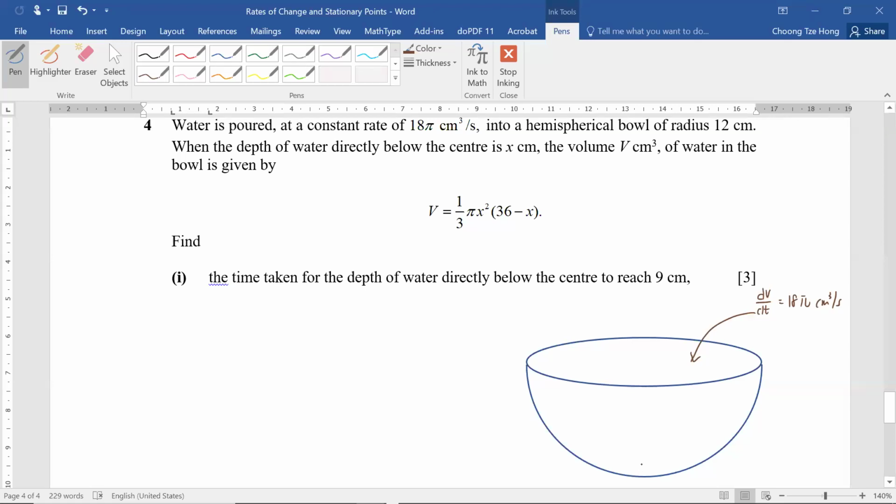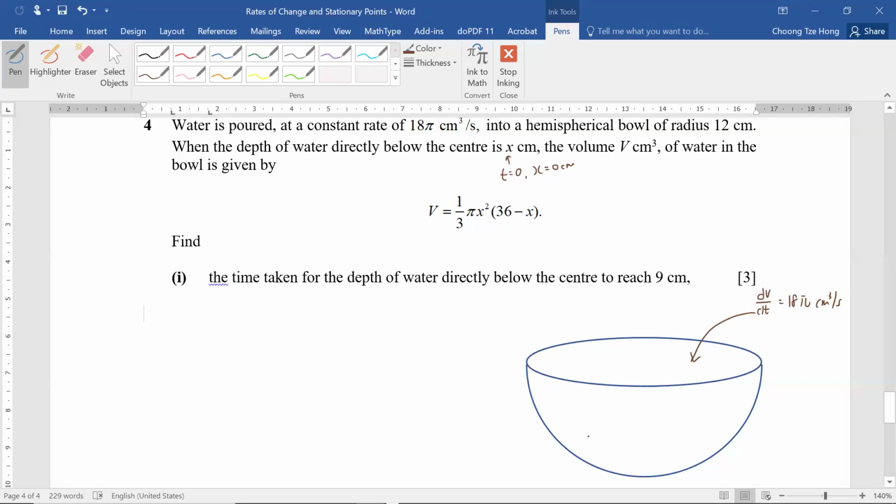Initially the water level is 0, which means that when time is equal to 0, the depth of water is 0 cm. So there's no depth of water. As the water goes inside, the depth will start to increase. So as time passes, x will start to increase, x will get bigger and bigger. And when x gets bigger and bigger, then the volume gets bigger and bigger.